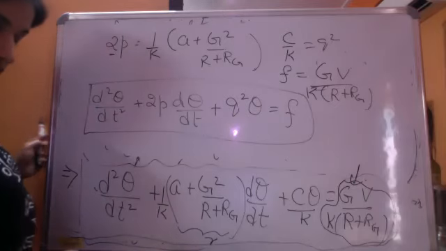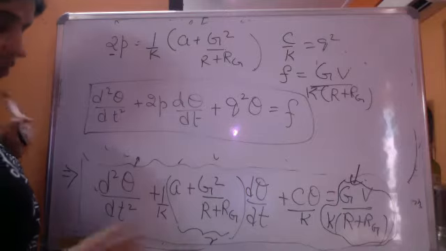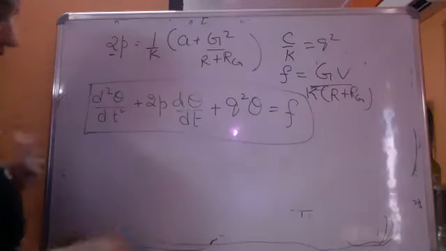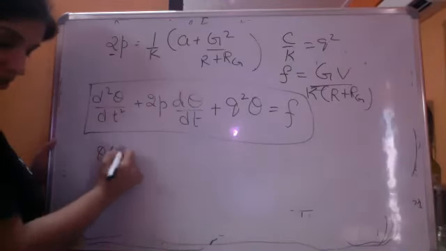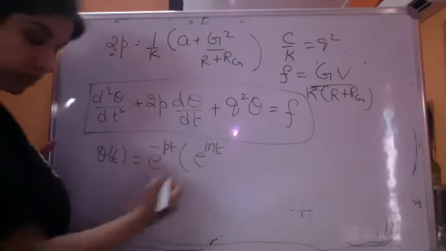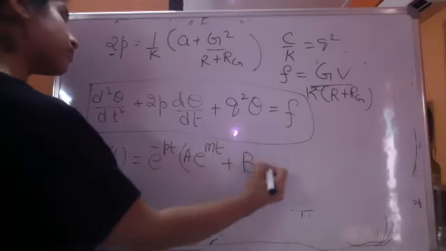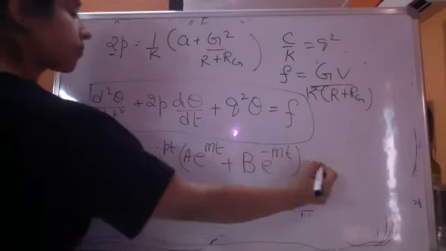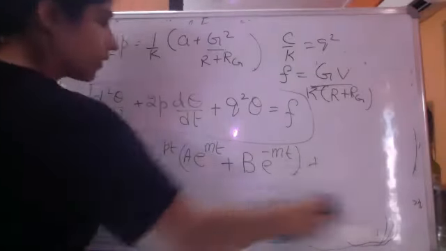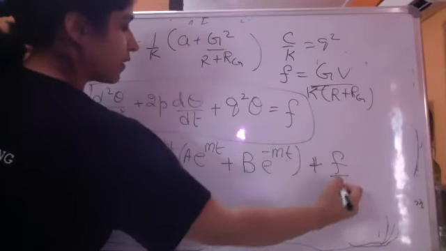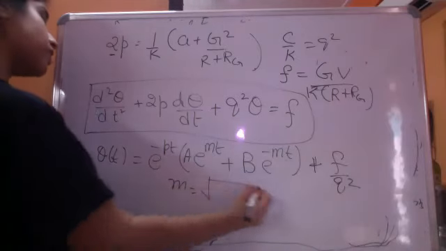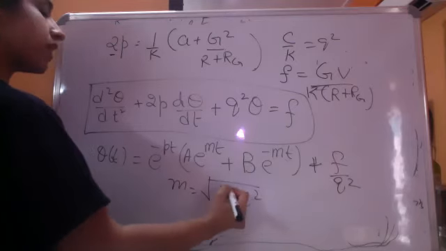We know that the general solution to this equation will be what? The general solution to this equation is, you know what it is. We actually obtain theta d to be f by q squared, right? Where m is p squared minus q squared.